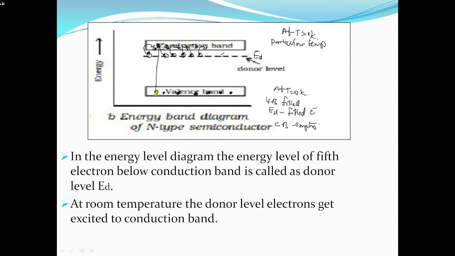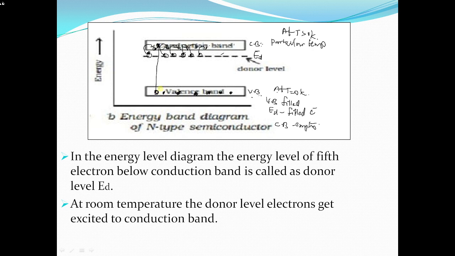Now these holes in the valency band are responsible for conduction, and electrons in the conduction band are responsible for conduction. So you can see the diagram. The number of electrons in the conduction band is more than the number of holes in the valency band. So that's why the majority charge carriers are electrons, because electrons in the conduction band are more when compared to holes in the valency band.